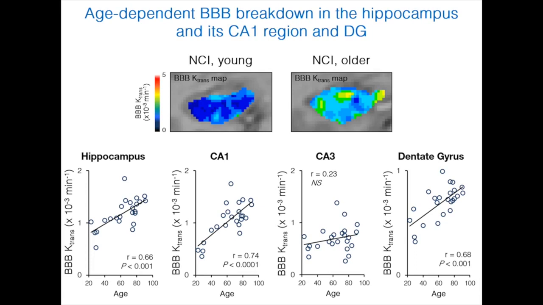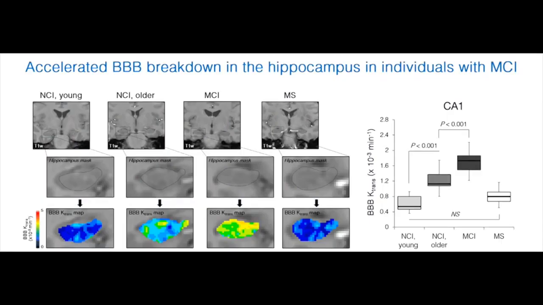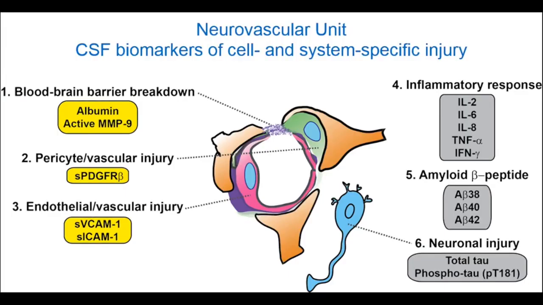These barriers were on average 24% leakier in older subjects who showed early signs of dementia on neuropsychological tests. In some subregions of the hippocampus, such as CA1, they were even more than 50% leakier. Our data suggests that early vascular leakage in the aging human brain begins in the hippocampus and worsens with mild cognitive impairment or dementia. We also determined cerebrospinal fluid biomarkers of blood-brain barrier injury and of different cell types within the neurovascular unit, including endothelial cells, pericytes, inflammatory response, amyloid beta, and tau.